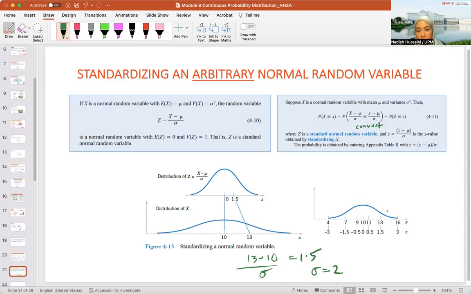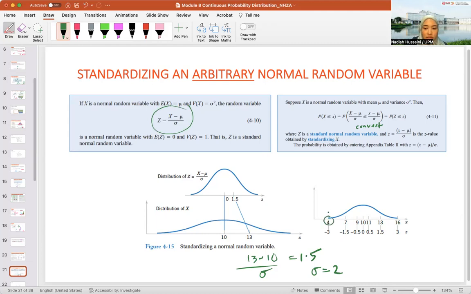So if you're translating other values in this arbitrary normal distribution to the standard one, they already map it out. So 13 becomes 1.5, 16 becomes 3, 9 becomes minus 0.5, 7 becomes minus 1.5, etc. And all of these are obtained using this equation. We already found the standard deviation, right? So we can just apply it.